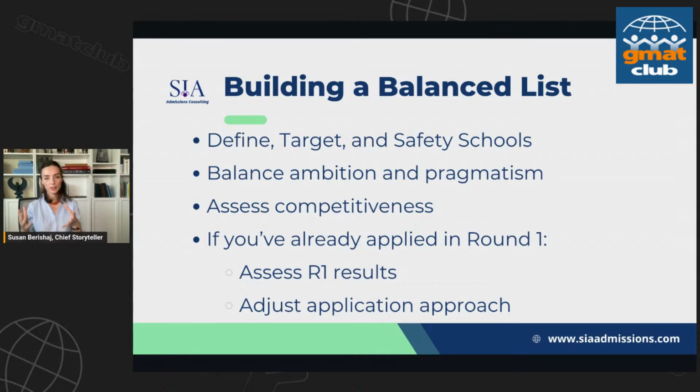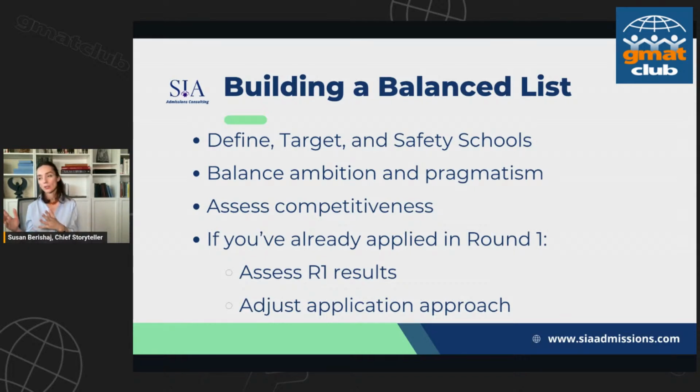I look very similar to their average class, so there is a higher probability of getting in. And then the safety school, where I would say yes if nothing else is available. I'm still excited about the school, but I am above their class average in terms of their profile. And that is a balanced list of schools.